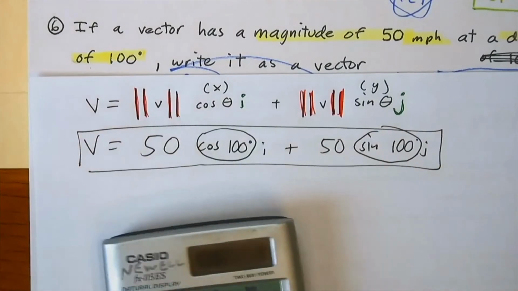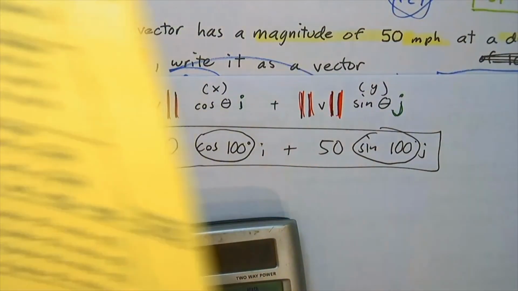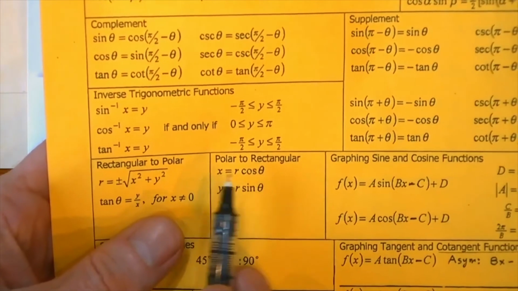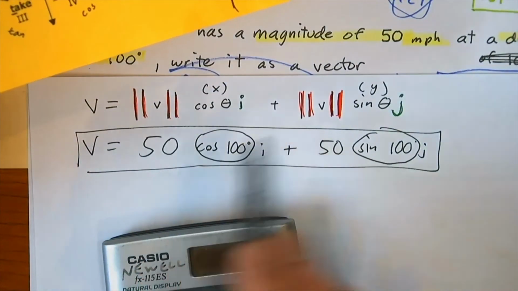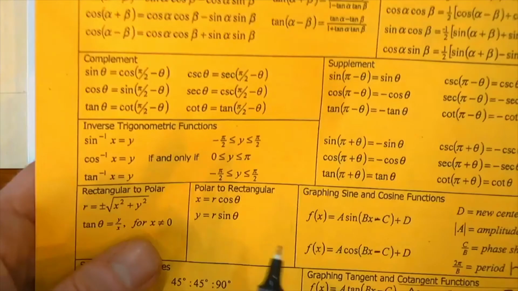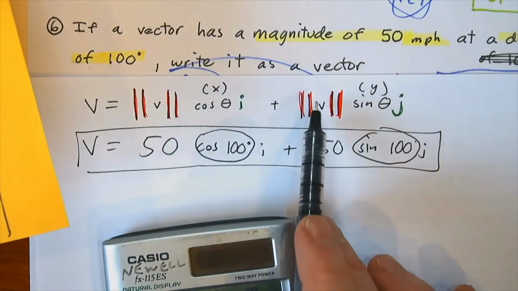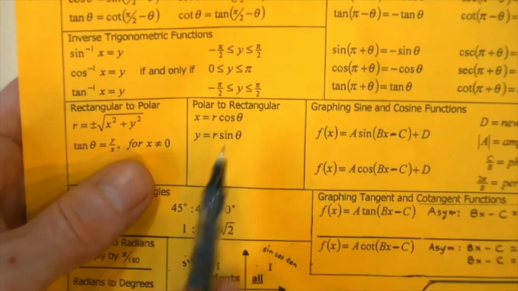In fact, this is really what we were using before. Remember this? x is r cosine theta. Isn't that this? r cosine theta. Isn't the magnitude the radius? And y was r sine theta. Isn't the magnitude really just r? It's the same thing. These are your x's and y's.